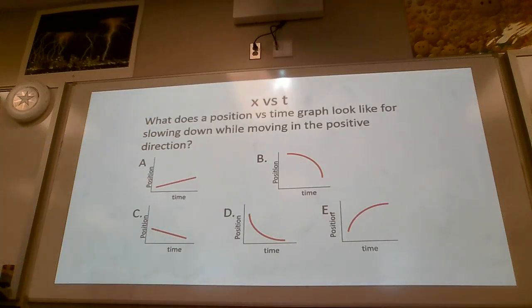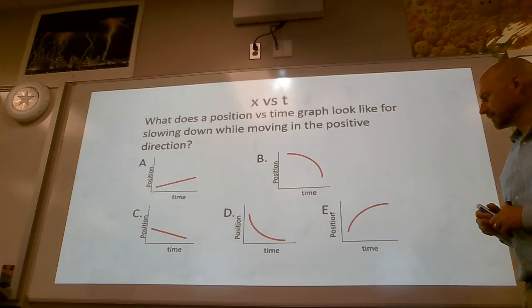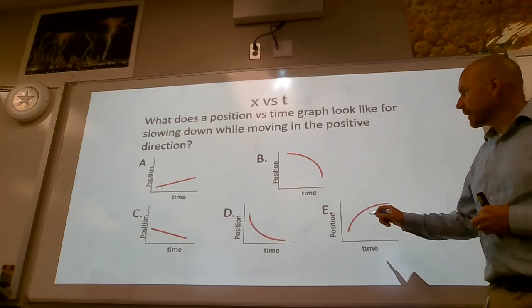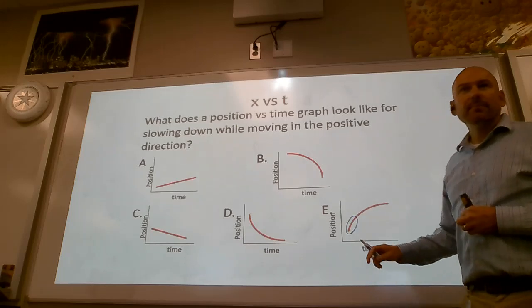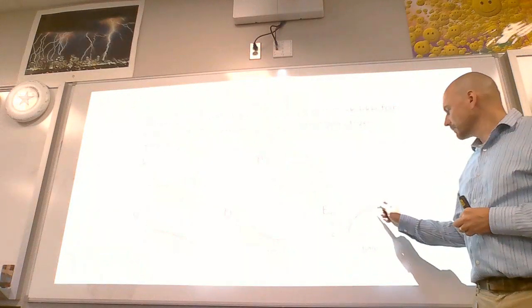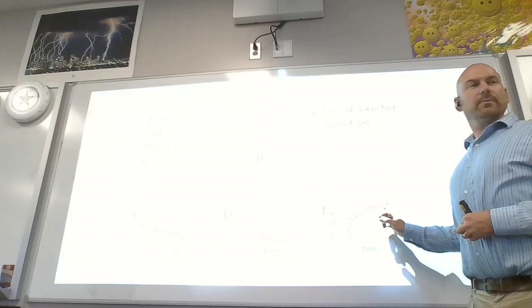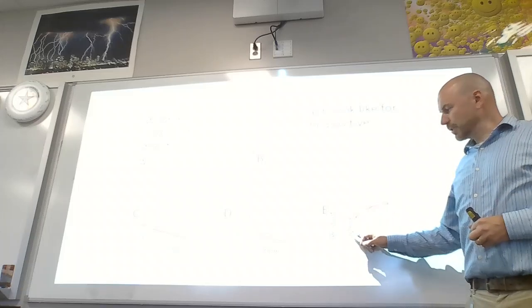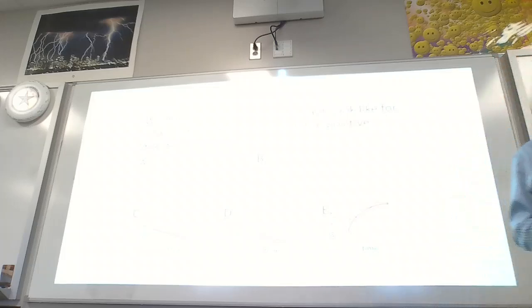All right, correct answer is E. Educated elephants. Okay. So here, steep positive. So it's going fast in the positive, shallow positive. So slow in the positive. So you start fast, slow down, moving in the positive direction. Good?